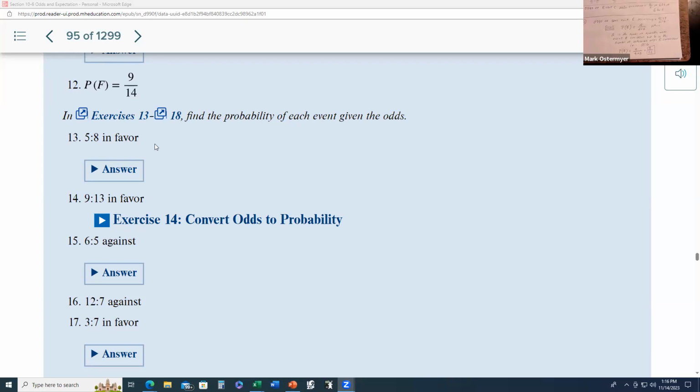I want you to convert the odds of some event, and maybe you could call the event E, so we're all on the same page. The odds of some event E occurring is 5 to 8. What would be the probability of that event E occurring? Go ahead and compute the probability, number 13. Converting odds to probabilities.